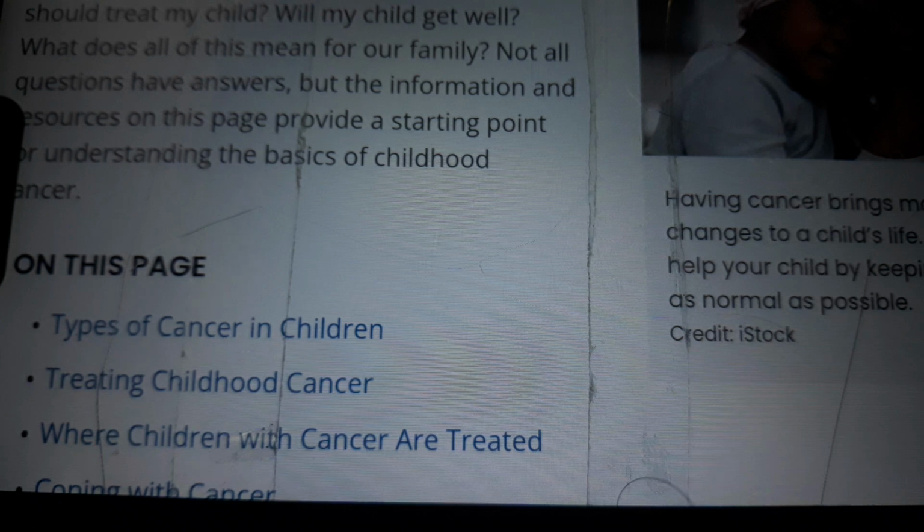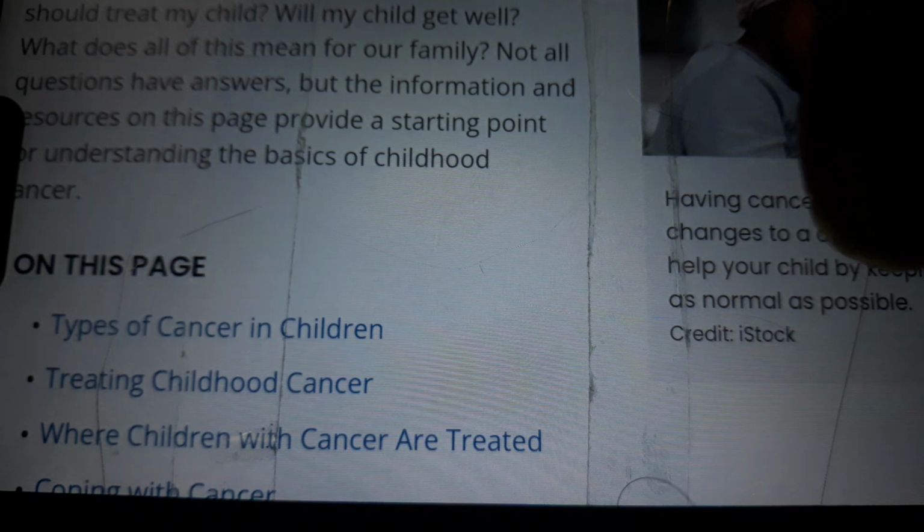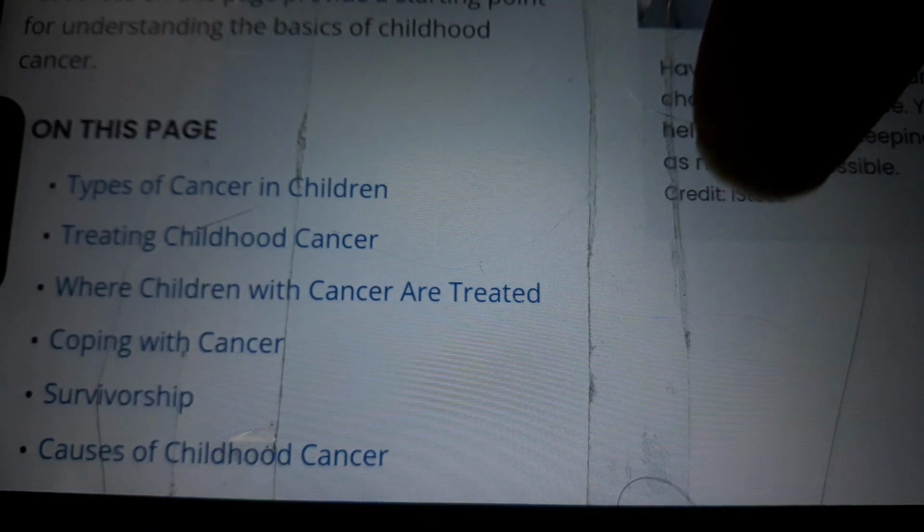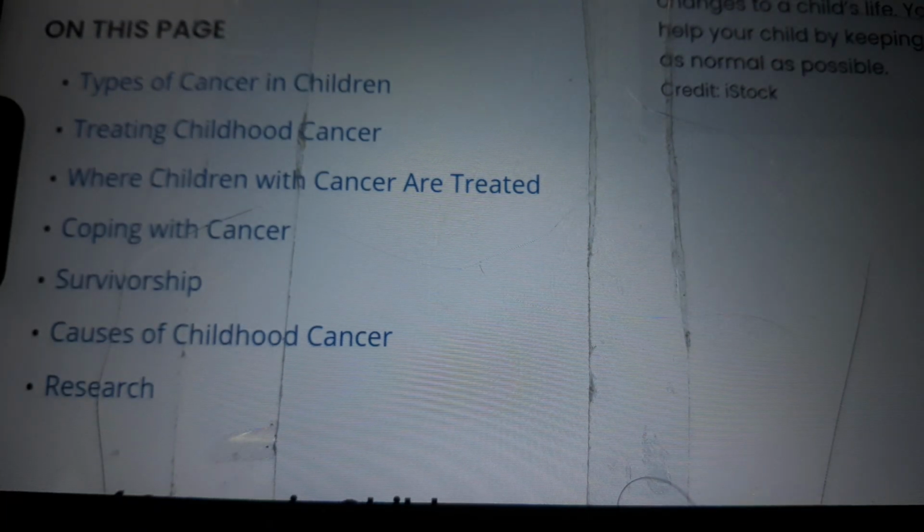Not all questions have answers, but the information and resources on this page provide a starting point for understanding the basics of childhood cancer. Here we deal with the following topics: types of cancer in children, treating childhood cancer, where children with cancer are treated, coping with cancer, survivorship, causes of childhood cancer, and research. Right, so we go for types of cancer.